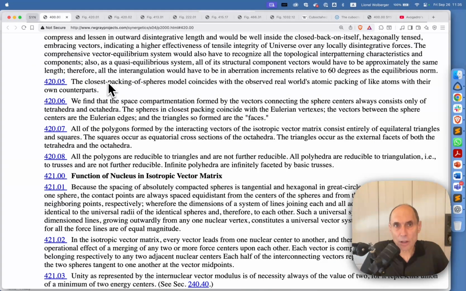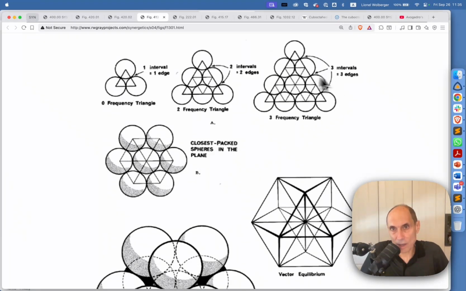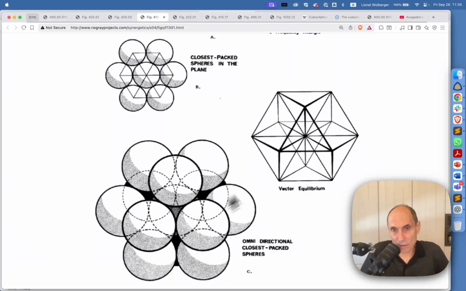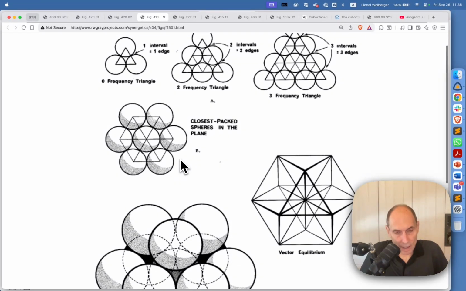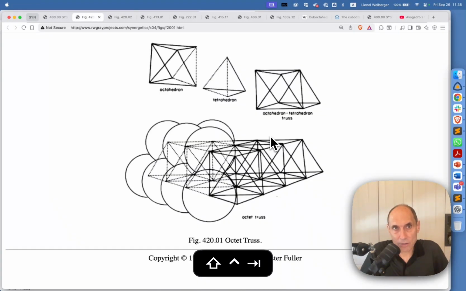5. The closest packing of spheres model coincides with the observed world's atomic packing of like atoms with their own counterparts. Fuller's suggesting that the atoms in the world will arrange themselves the way spheres arrange themselves in close packing. Then when you close pack, you end up with 60-degree coordination, you end up with the vector equilibrium, and in turn, the isotropic vector matrix.